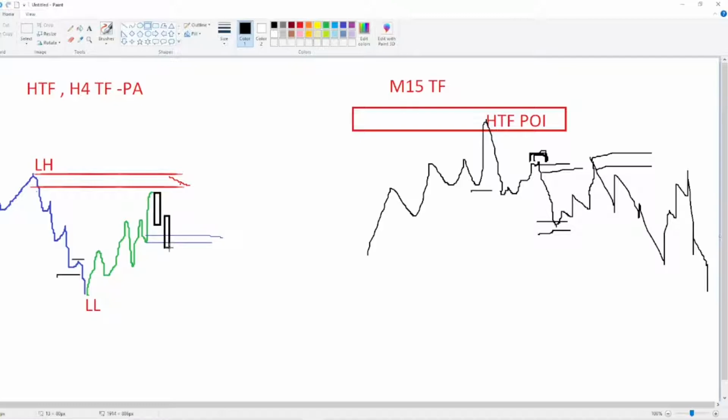The market closes to the downside. But the first time it taps in this region, the market does like that. The market pumped, the market jumped a little bit. When the market tapped in the H4 candle, it jumped like that.